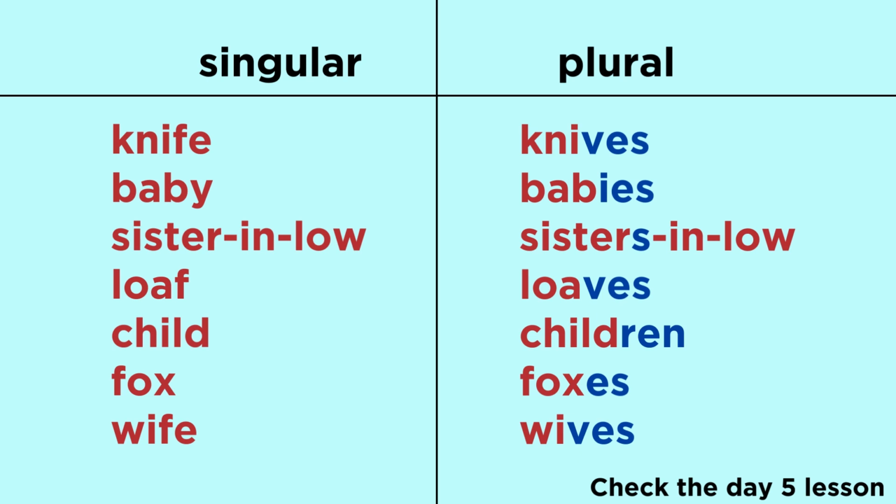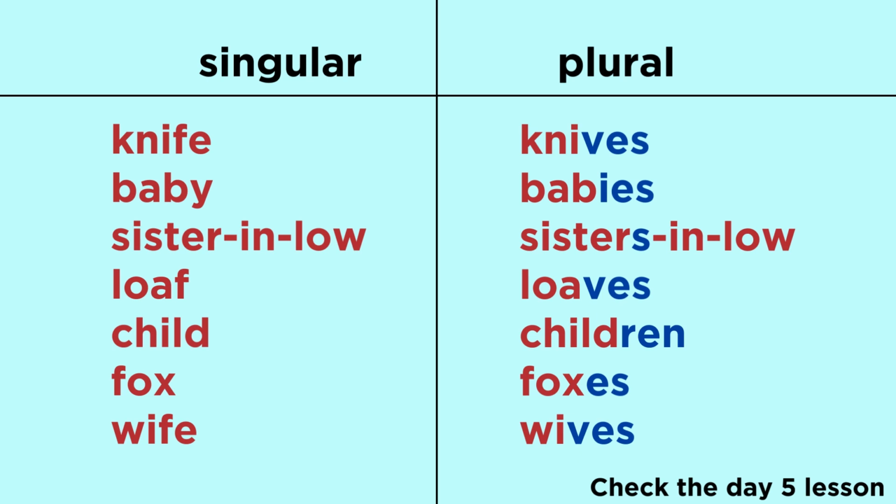Next one, fox. The last letter is X. If the last letter of a noun is X, CH, SH, or S, we should add ES at the end of the word to make it plural. So we have to add ES at the end of the word fox to make it plural. Foxes. Next one, wife.